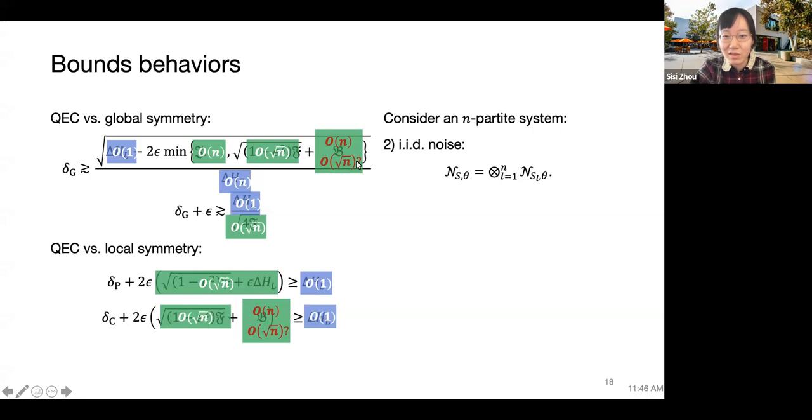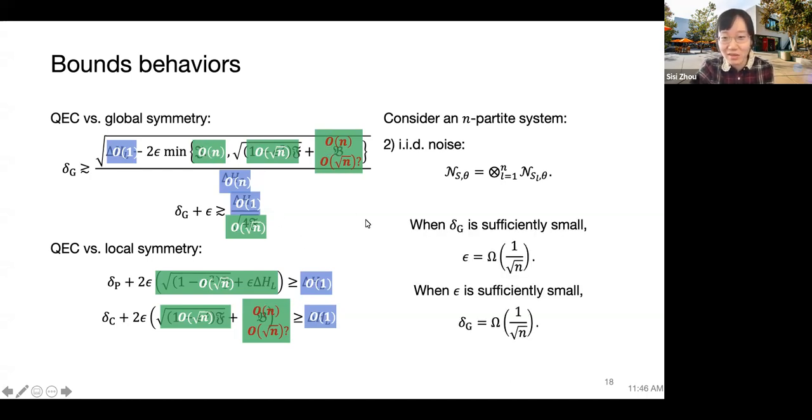But actually, we are going to argue that in our examples, B has a scaling that looks like the square root of N. If that is the case, the second bound in the first type is going to perform better. Basically in both cases, the lower bound of delta is still like 1 over the square root of N.